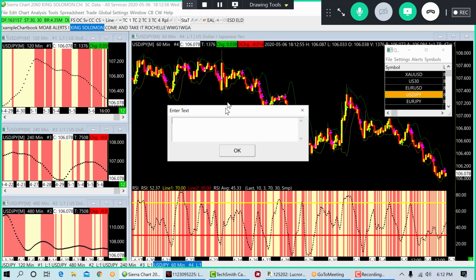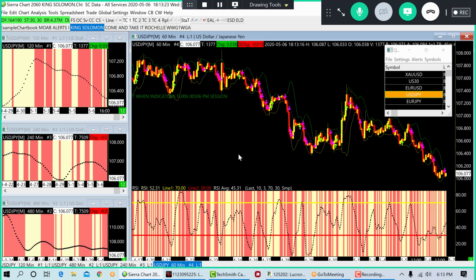So I'm going to put a text message here. Is it short? When indicators turn. PM session.